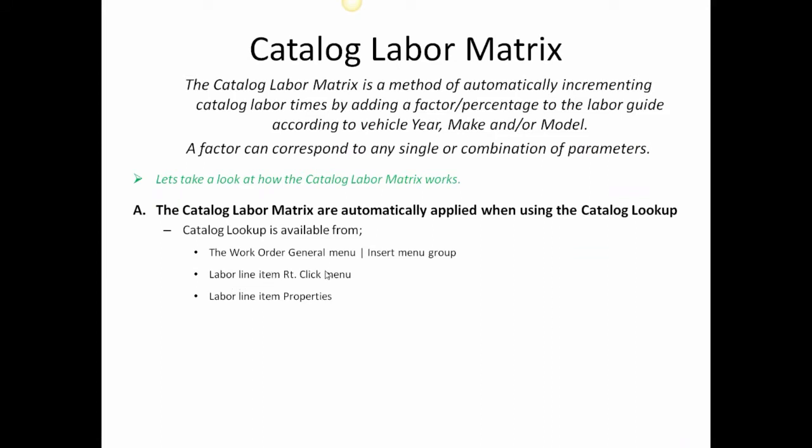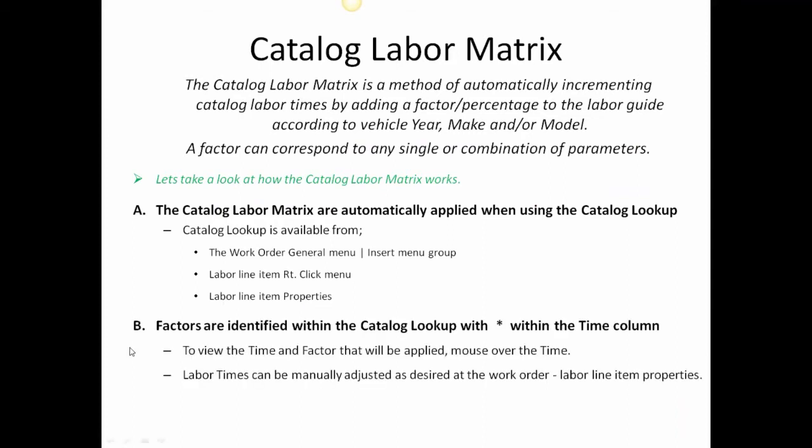From a right click on the labor line or from the labor line properties. So you can get to this anyway from any of those items. Factors are identified within the catalog with the asterisk within the time column. To view the factor, simply do a mouse over like I was doing for you, and of course you have the ability to override those times.